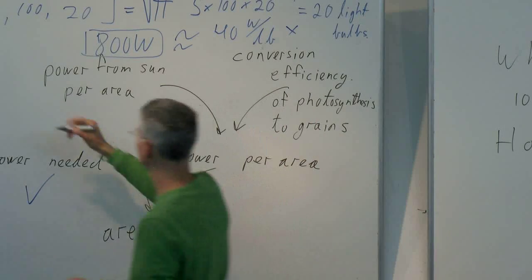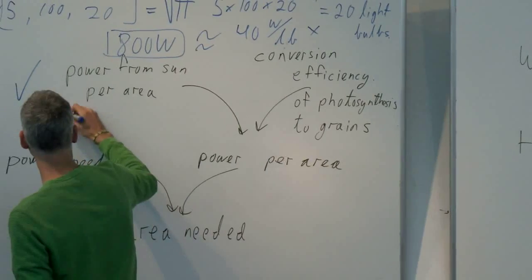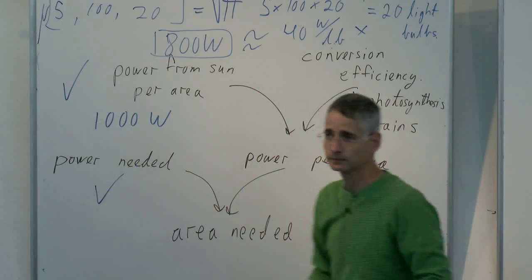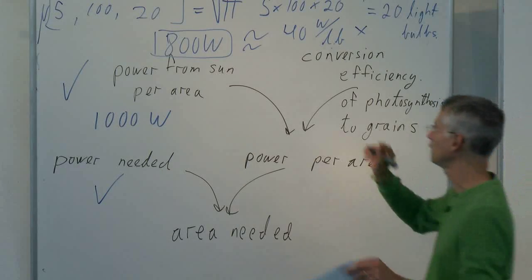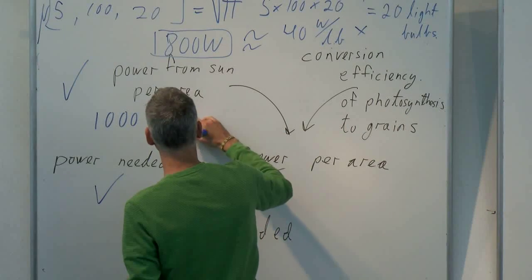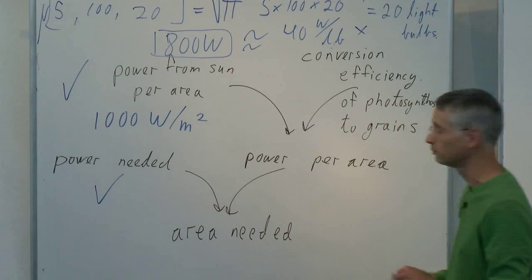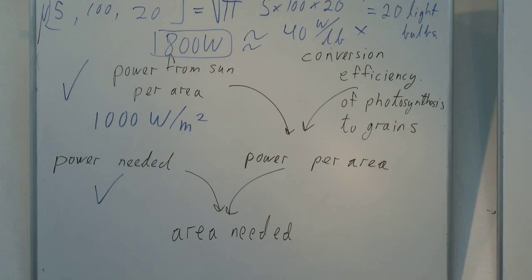Okay, so we're done with this one. We have about 1,000 watts. Excuse me. Yeah, of course. This was all per meter square, because the light bulbs were counted per meter square.